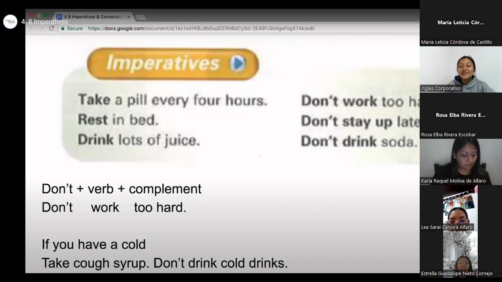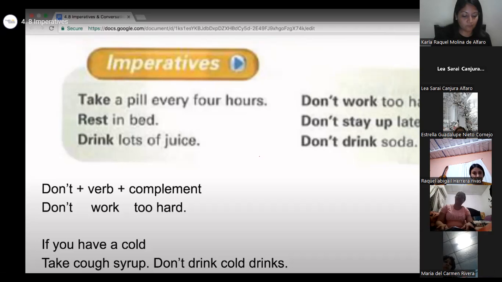¿Qué más? Don't drink cold. Okay, alcohol, it will be. Okay, good recommendation. Okay, don't drink alcohol. Good. Okay, let's see another doctor that I have right here. Dr. Carballo, right? Martita, is your turn.